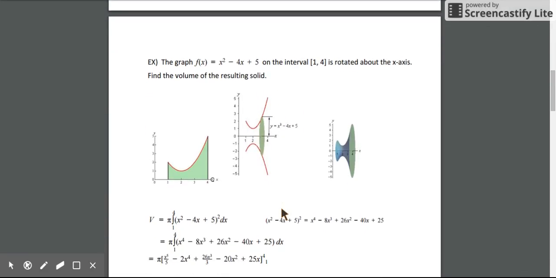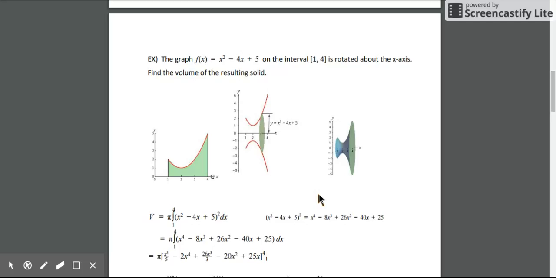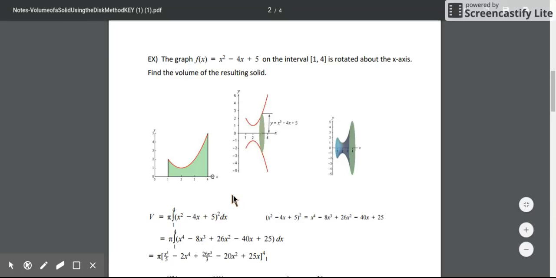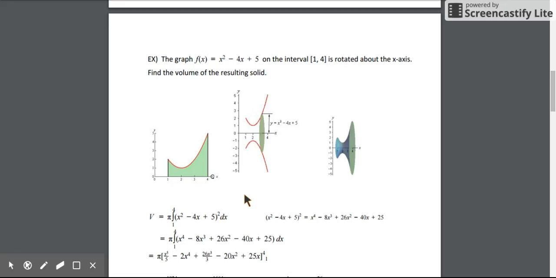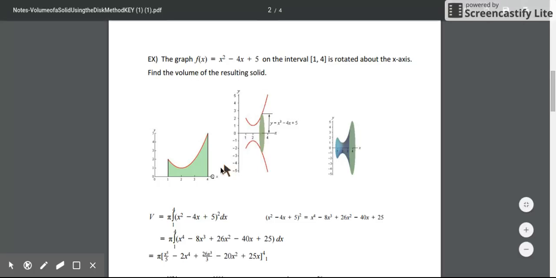It's really a nice way to do it if you visualize your problem first, either using a graphing utility or just a quick sketch of what the graph looks like and what it may look like when you start to rotate it about an axis. So we're going to take this graph, x squared minus 4x plus 5. It's a parabolic shape. We're going to talk about the area underneath that graph on the interval from 1 to 4.